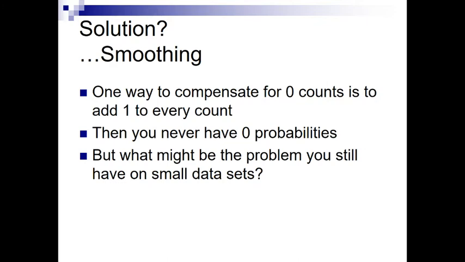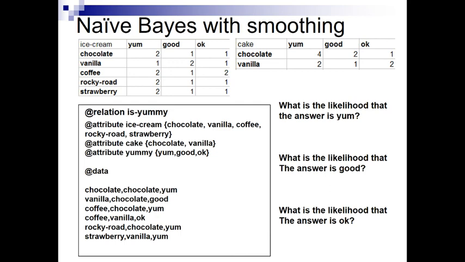The solution is what we call smoothing. So we have the counts of how many times we've observed every feature value with every class value. If we make a matrix of all of those counts, there are some zeros in our matrix. If we just add 1 to every single one of those counts, then we have no zeros. And if we use those, what we called smooth counts, instead of the raw counts, then we won't have 0 conditional probabilities, and we won't have the problem that we saw.